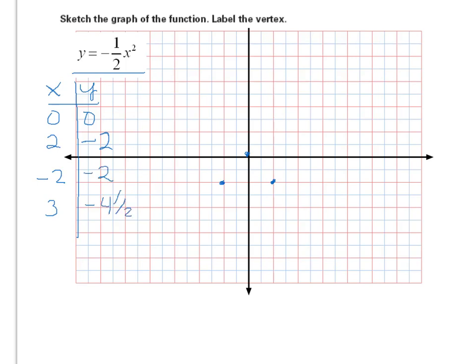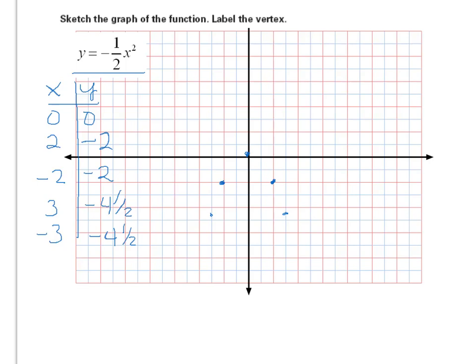Okay, so when we let x be 3, then y is negative 4 and a half. So it's right about there. And same thing, of course, if we plug in a negative 3, we get negative 4 and a half again. So we get this point down here. All right, so literally what you need when you graph these is you just want to see the shape.